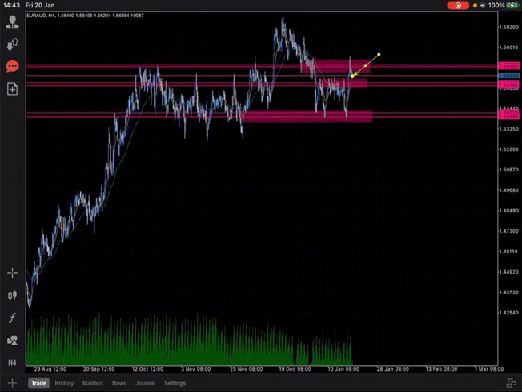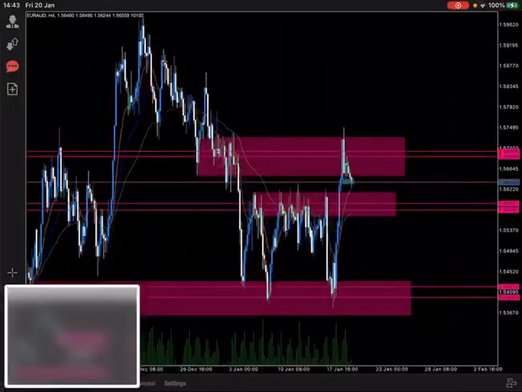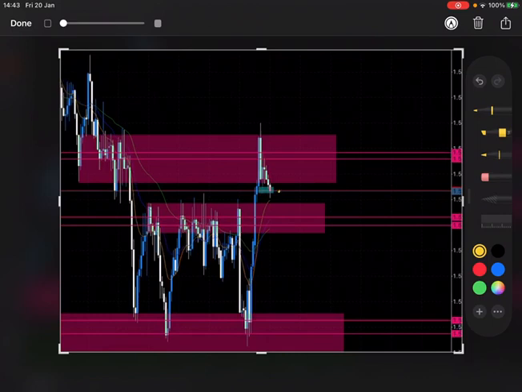Okay, so let me go back to H4. Okay, current price, screenshot this. Current price, if it decides to drop into our buy zone and respect it, then potentially it could bounce back up. But if it breaks the zone, then potentially it might want to test a lower zone down below.